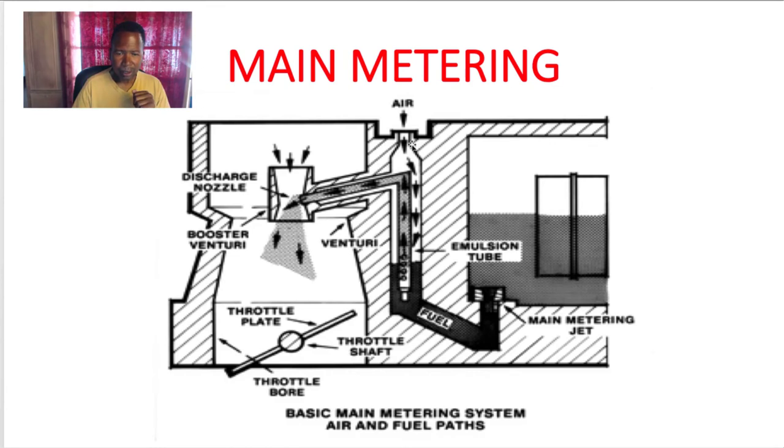Here's another look at it. Air bleed, discharge nozzle, here, throttle plate. My fuel going up, air going in, and they mix together and emulsified, go out the discharge nozzle, past the throttle plate.